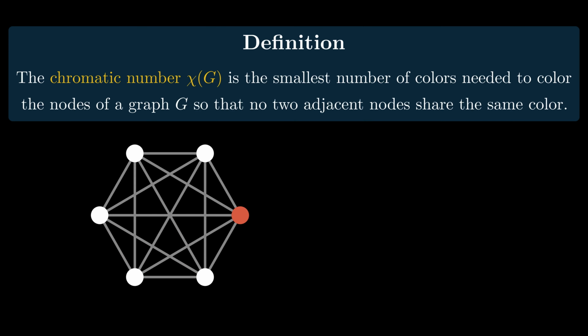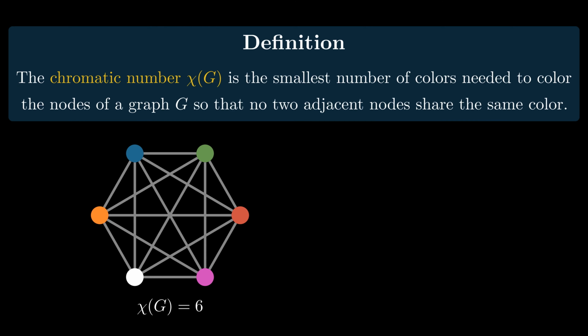Including the fact that every node here is connected to all possible other nodes, it is easy to see that the only way to color the nodes in this graph such that no two adjacent nodes share the same color is to color every node differently. In other words, for a complete graph, the chromatic number is equal to the number of its nodes.